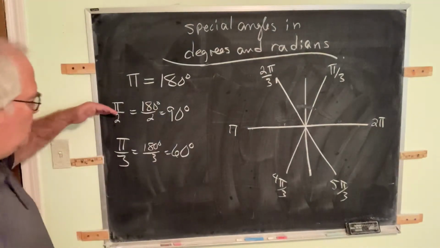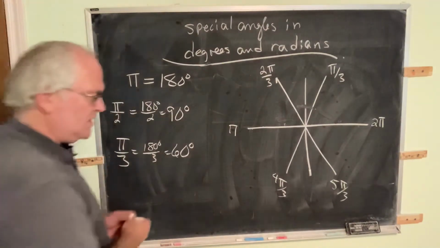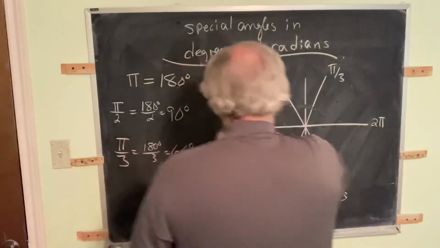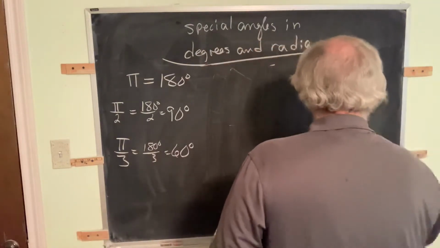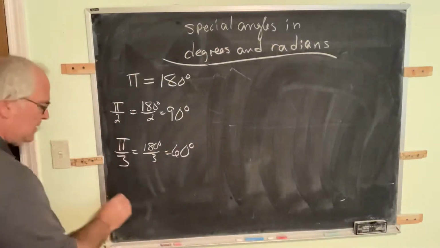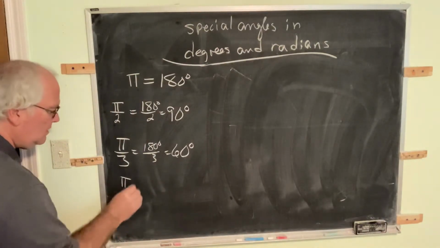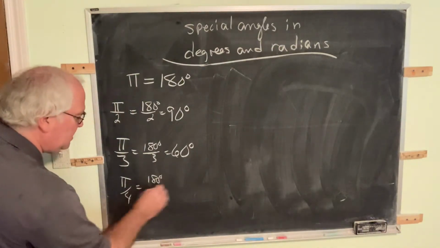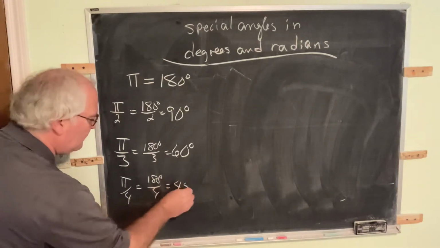So divide by 2, divide by 3. I think we know what's coming next. What happens if you divide both sides of this original expression by 4? Well, that's 180 degrees divided by 4, which is 45 degrees.